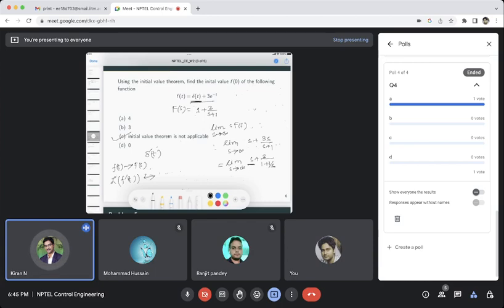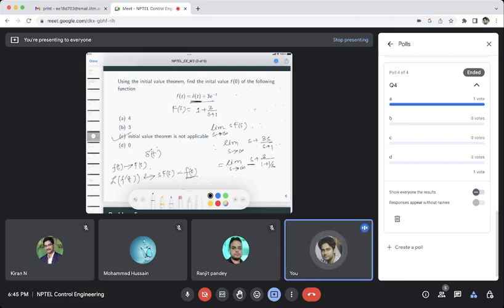S into F of s, so minus f of 0. Here f of 0 is also not defined. But if you remember in the lecture video, we have this Laplace transform integral of f of t dt. This limit is sometimes taken as what? Can anyone say? 0 minus, right? To take account of this impulse, because the impulse is at the 0 point.